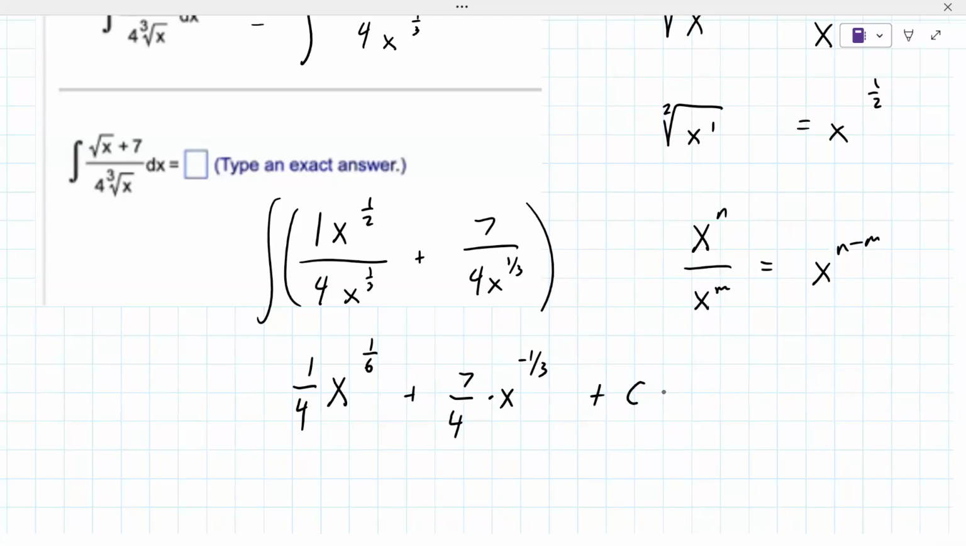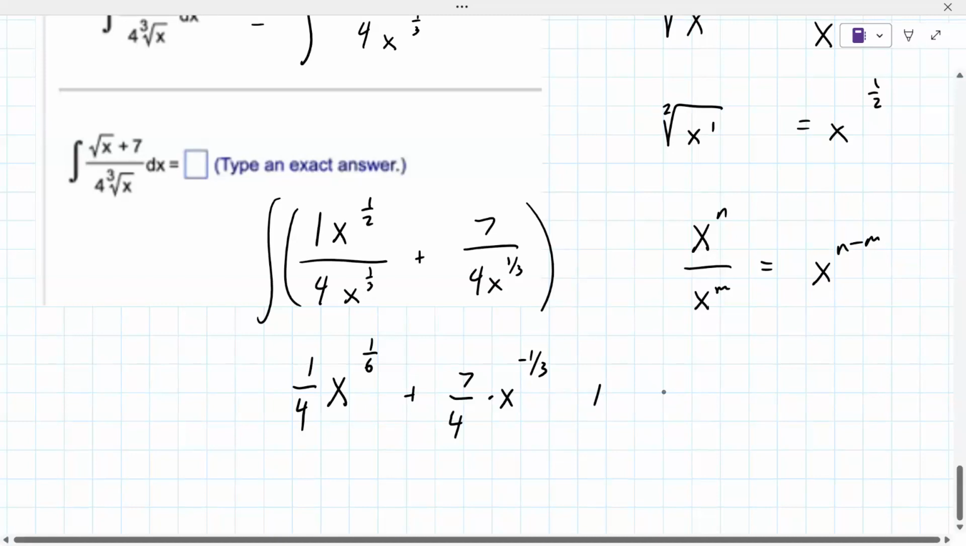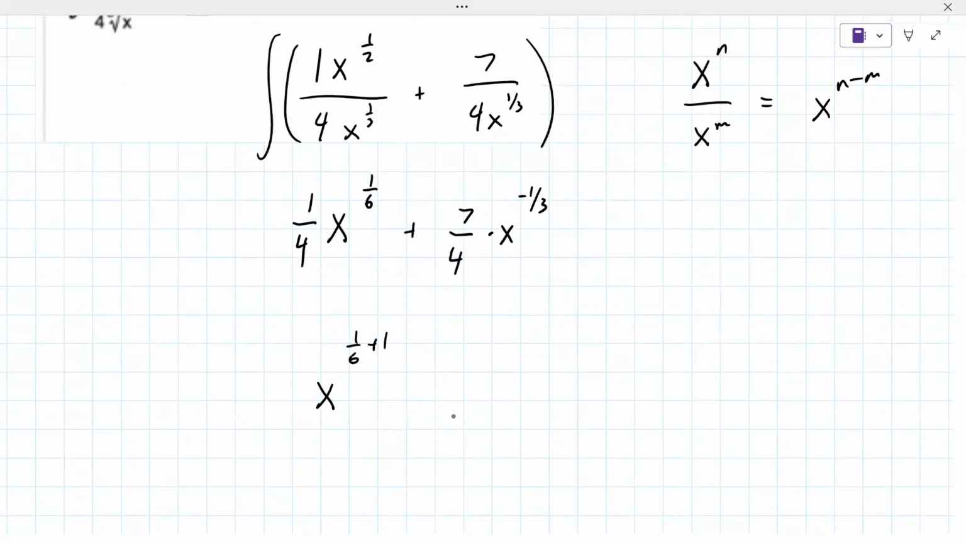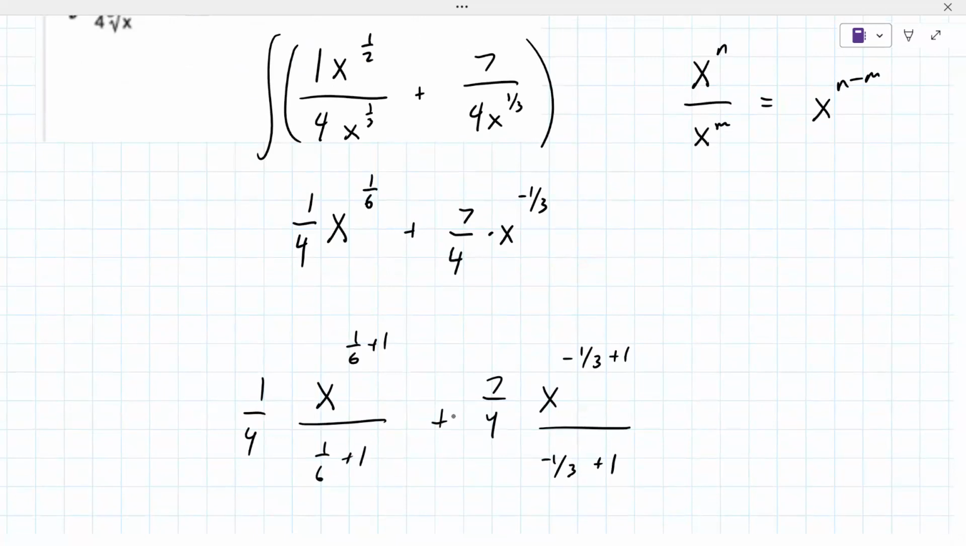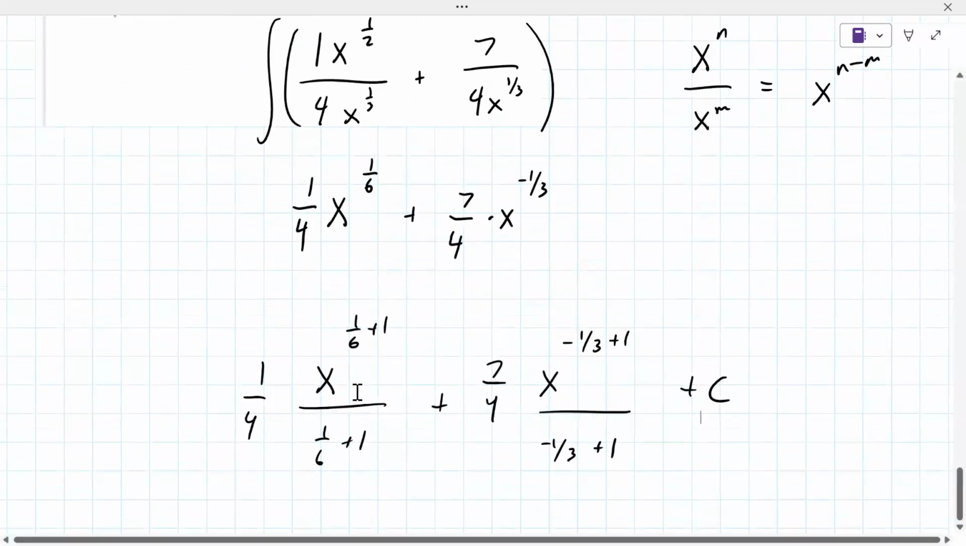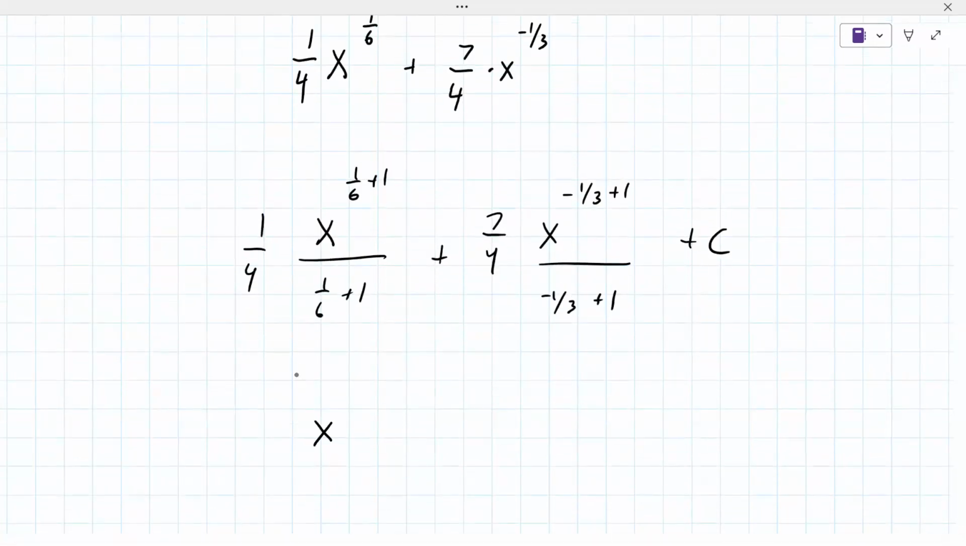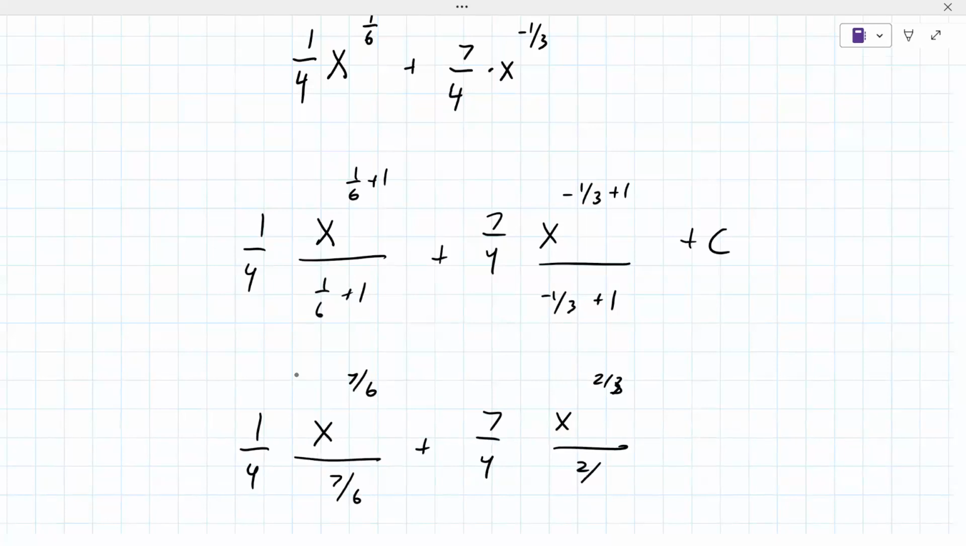Plus c. Oh, sorry, we haven't done the calculus yet. Never mind. So same thing that we've been doing: you add 1 to the exponent, and you divide by the new exponent. Bring the constant down. It's really just busy work from here, dealing with the exponents and the fractions. So it's 1/4 over 7/6, plus 7 over 4, x to the 2/3 over 2/3.